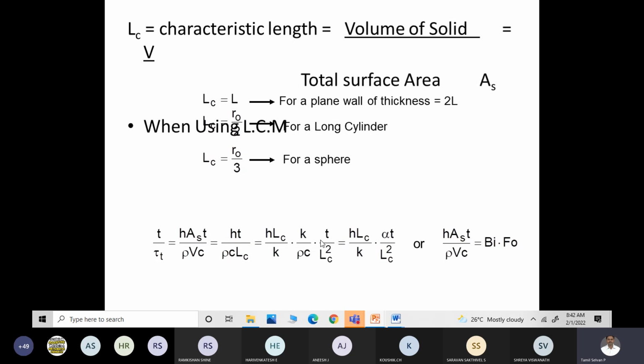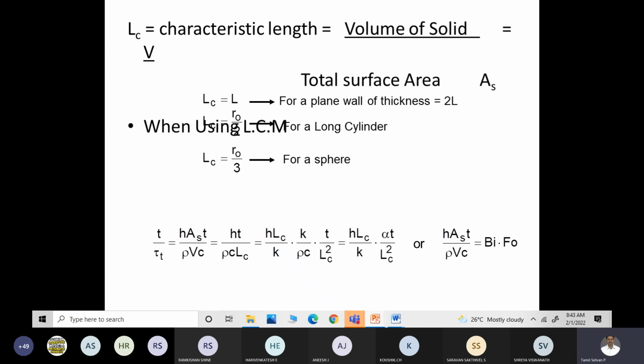So hL by k into alpha t by Lc squared, where alpha t by Lc squared is given as the Fourier number. So this hA t divided by rho V C is a product of the Biot number into the Fourier number. So the Fourier number is nothing but alpha t by L squared. All of you are able to understand this now, students? Yes, sir. All of you are able to understand how this hA t by rho V C becomes a product of the Biot number into the Fourier number. Both numbers are dimensionless numbers.